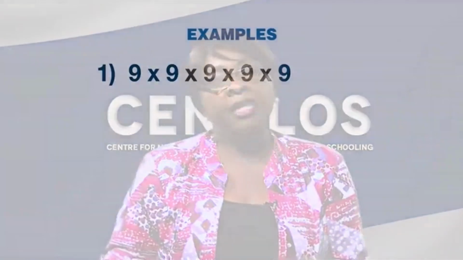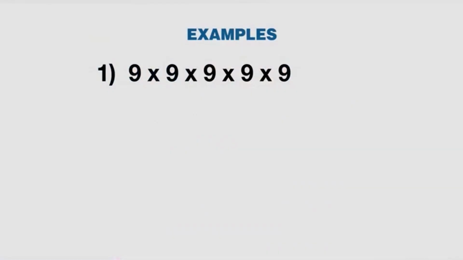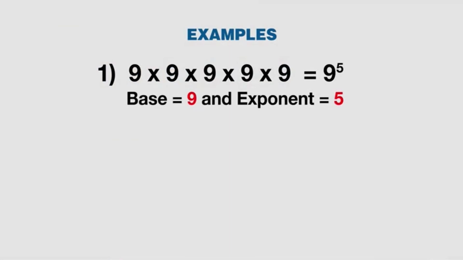Now let's write the following numbers or letters in index form, and in each case identify the base and the exponent. Example 1. We have 9 times 9 times 9 times 9 times 9. I'm sure you've got the answer. It is 9 exponent 5. The base is 9 and the exponent is 5.